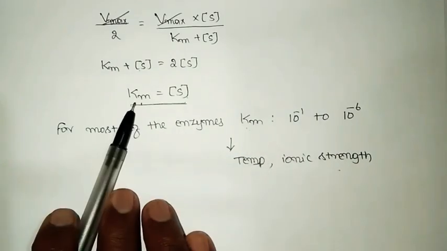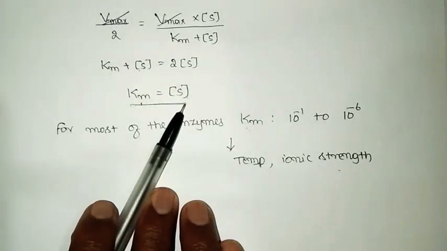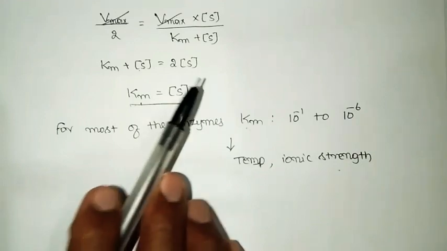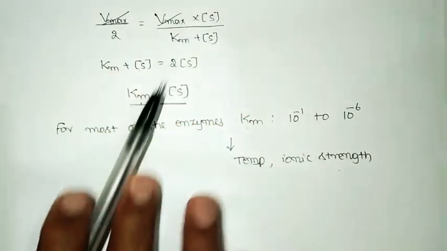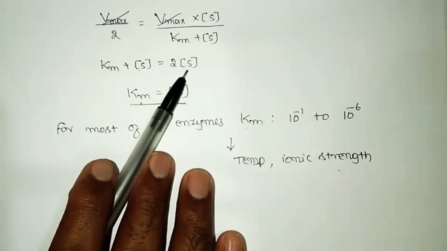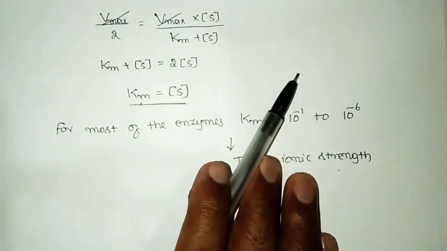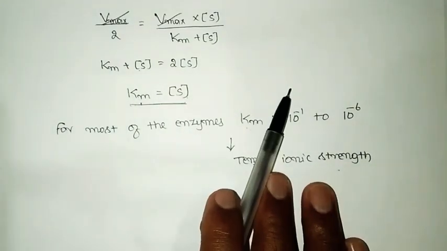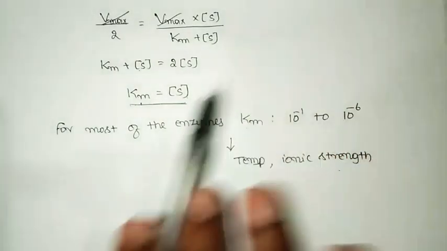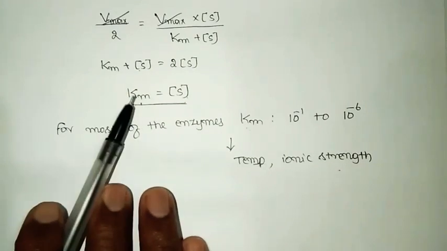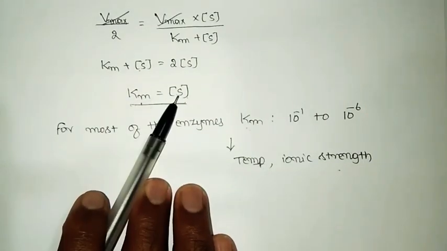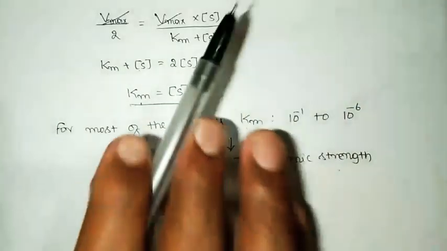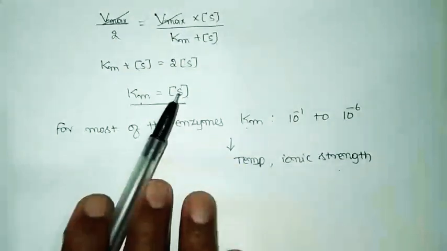Thus here we said the Michaelis Menten constant will be equal to the concentration of substrate when the velocity of the enzyme reaction is exactly half of the maximum velocity. That means when the velocity reaches maximum, we say all the active sites of the available enzyme have been occupied by the substrate molecule. But here we said Km will be equal to the substrate concentration when the velocity of the enzyme reaction is exactly half of the maximum possible velocity.